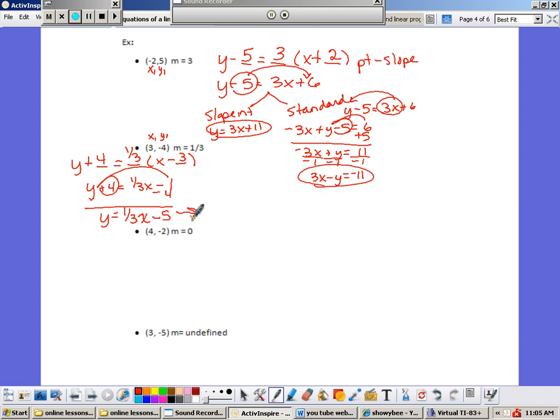If I want standard form, and I can go from here to get standard form, first thing I would do is lose the fraction with a 3, so I get 3y equals x minus 15. I move my x over, negative x plus 3y equals negative 15, and divide by negative 1: x minus 3y equals 15. Standard, slope-intercept.